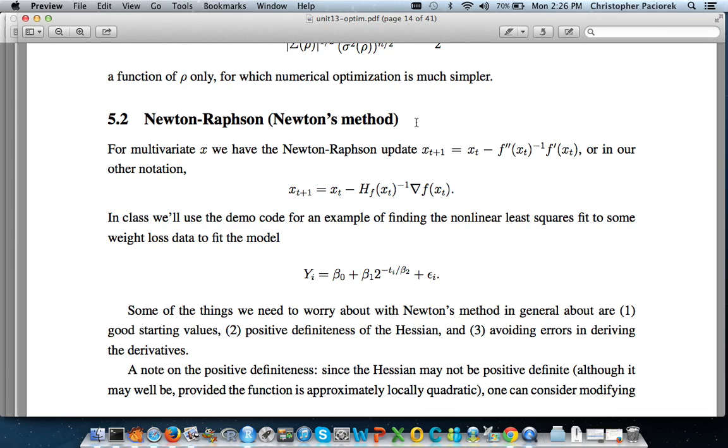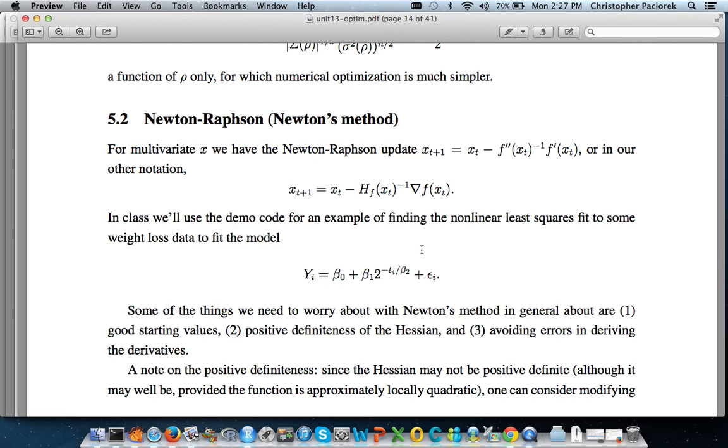Okay, so I thought we could look at an example of just using Newton's method for a fairly simple problem. This is the model that I'm going to fit. I believe these are data looking at weight loss in, I don't remember if it's a human or an animal, but y is weight and t is time, and the idea is to create a regression model that fits the decline in weight over time.